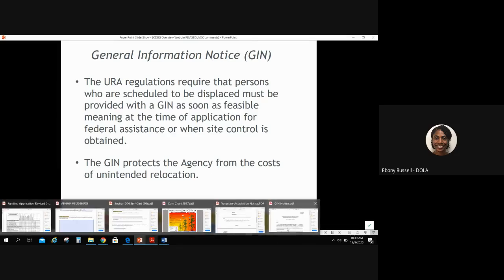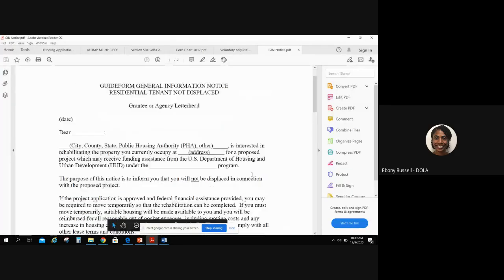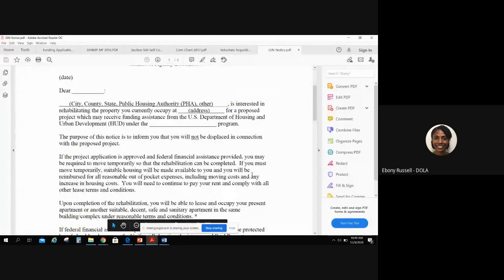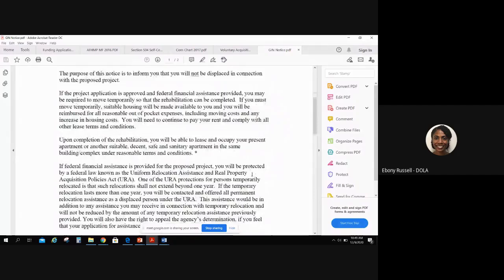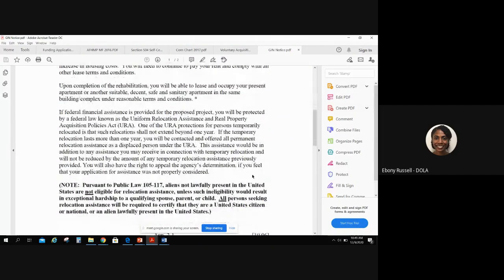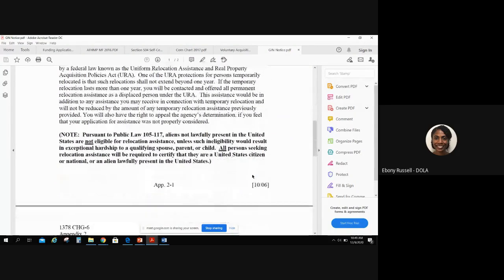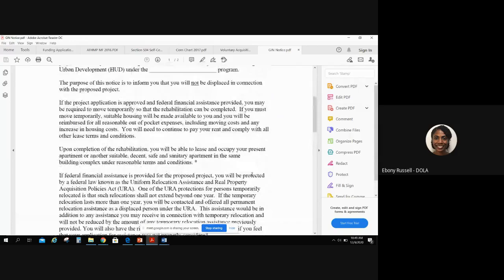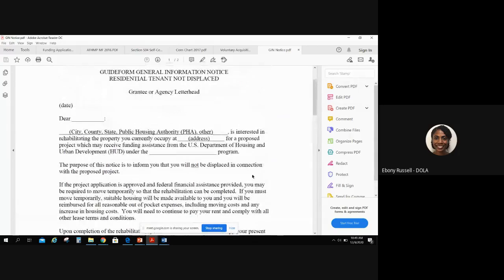And here's an example of the GIN notice, so you know what to provide. All of these can be found in the HUD 1378 URA handbook. That handbook will tell you the process for permanent and temporary relocation, and then it provides template forms for the agencies to provide to the tenants.